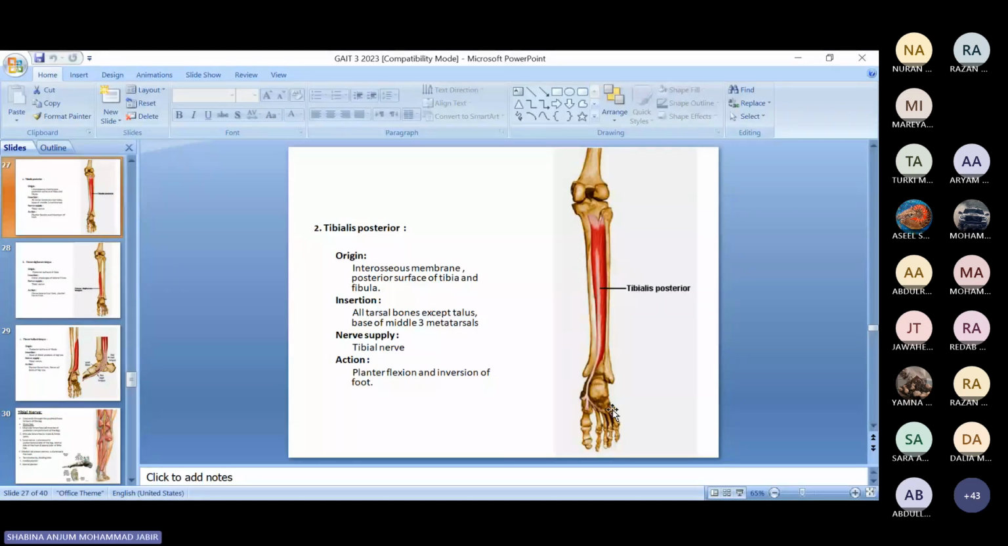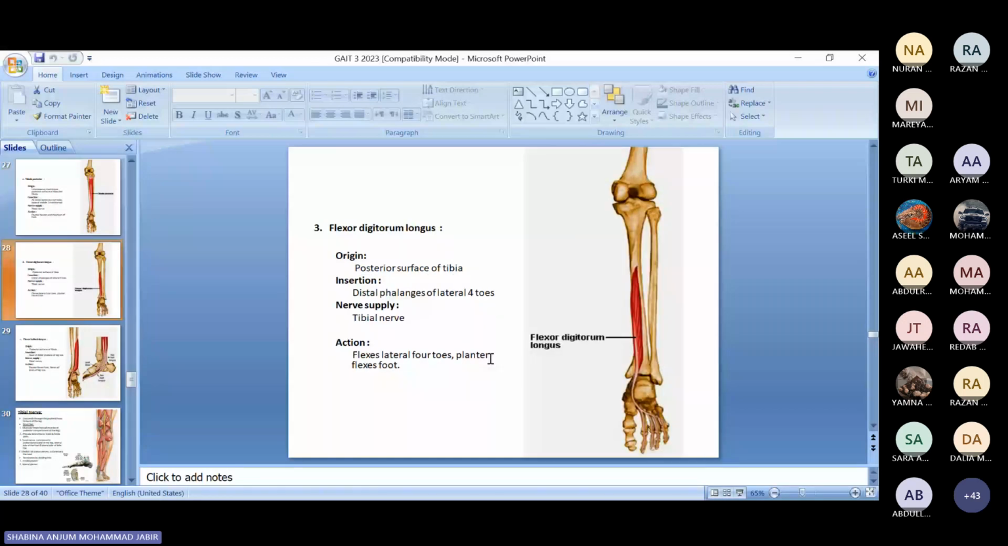The nerve supply, tibial nerve. What is the action? Just remember all these muscles will do the plantar flexion, and tibialis posterior will also do the inversion of the foot. This also will do the plantar flexion of the foot. So what is this muscle? Flexor digitorum longus. Okay, same.